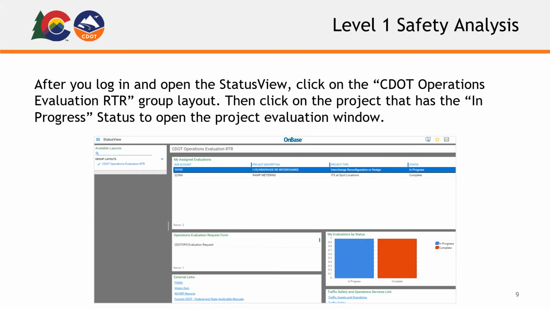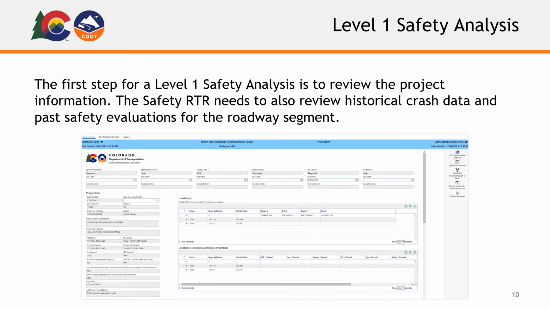After you log in and open the status view, click on the Operations Evaluation RTR group layout. Then click on the project that has the In Progress status to open the project evaluation window. The first step for a Level 1 safety analysis is to review the project information. The Safety RTR needs to also review historical crash data and past safety evaluations for the roadway segment.